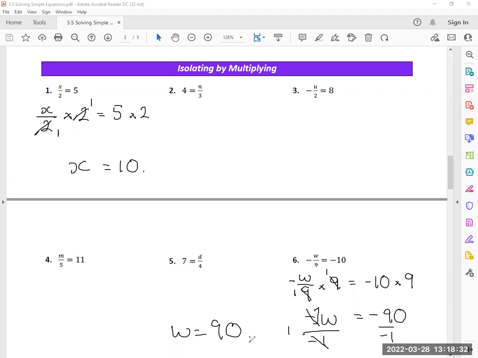Pardon? No, it equals a positive. From our calculations, we showed that negative W is equal to negative 90. I don't like that W there, so I decided to get rid of it by doing the inverse. What is the inverse of a negative 1 multiplying with a W? Well, the inverse is going to be a division of negative 1. And so I did both. So it became W equals positive 90.